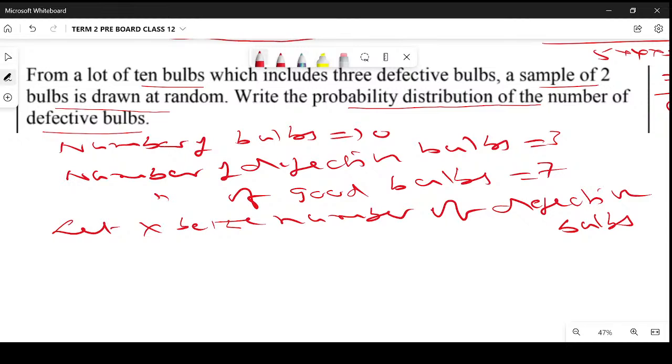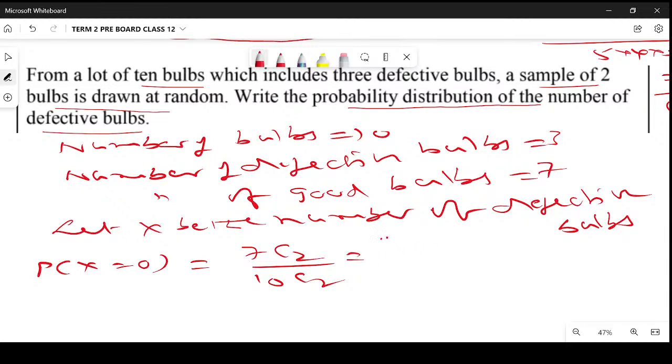Suppose probability of X equal to 0, that means no defective bulb. No defective bulb means I should get 2 good bulbs. They have taken 2 bulbs, right? So I can write 7C2 by 10C2. Why? Because total outcomes will be 10C2 and favorable outcomes will be 7C2, since there is no defective bulb. So out of 7, any 2, 7C2 by 10C2.